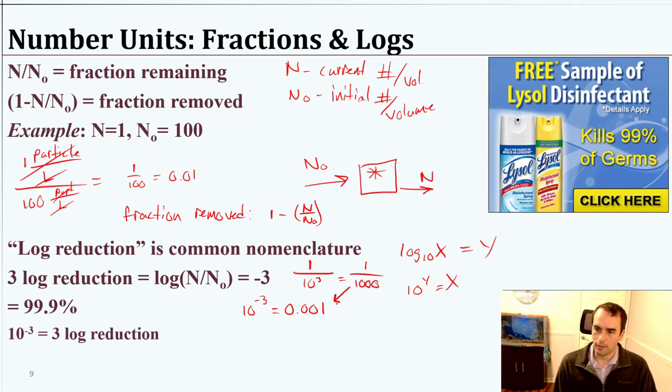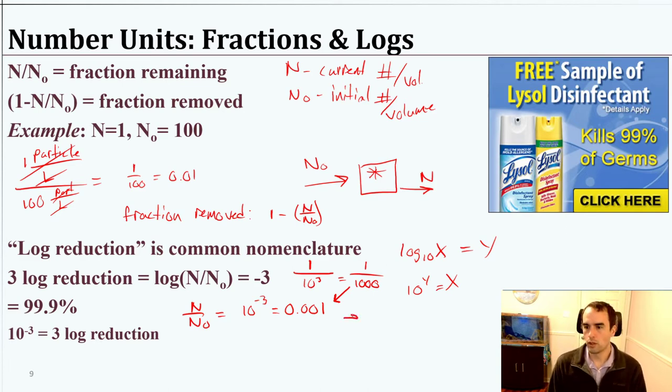And that is the same thing, right? So when we say the log of N over N naught equals minus 3, we're saying that N over N naught is equal to 10 to the minus 3. Just as the log rules go, 10 to the minus 3 equals N over N naught. So that's what we mean if we say we have a 3-log reduction of bacteria. That means there's only 0.1% of the bacteria remaining, or 0.001 of them remaining as a fraction.